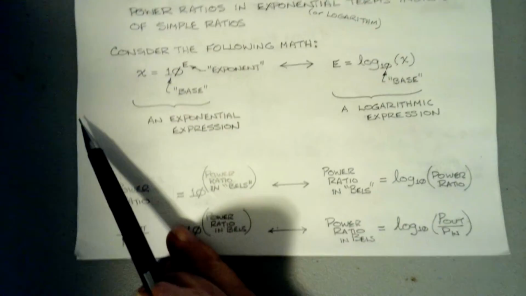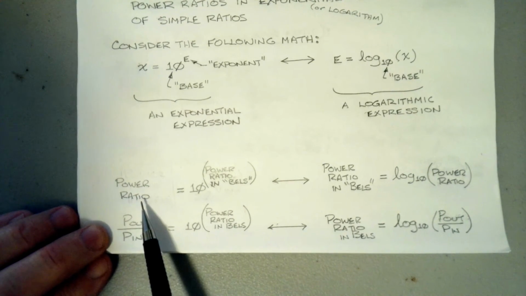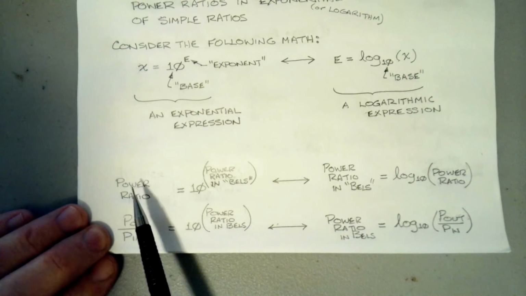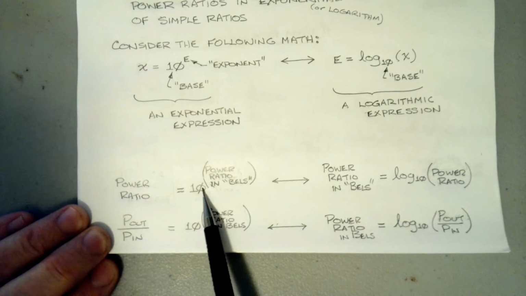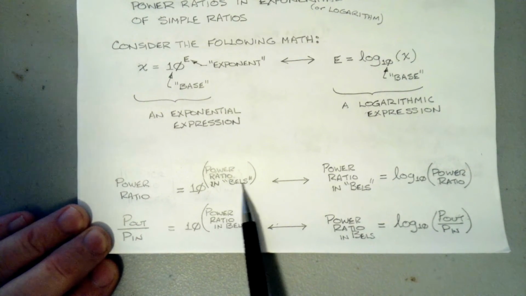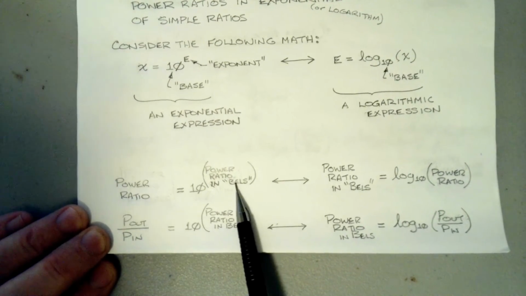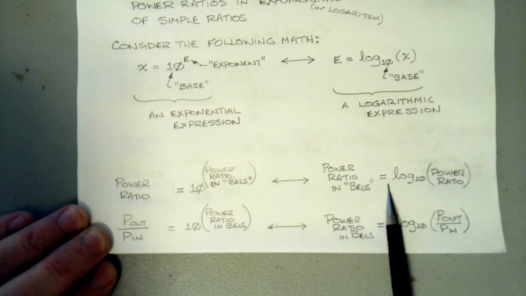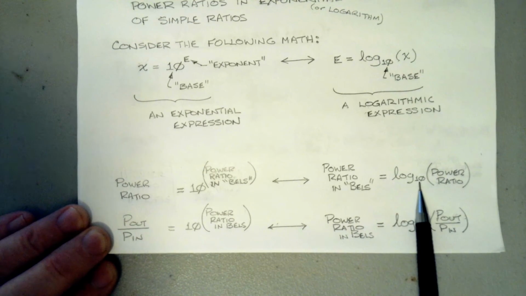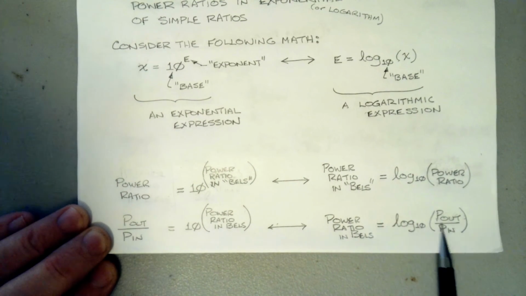And as I keep going down here, a couple of definitions for us. The regular power ratio is equal to 10 raised to the power ratio in Bels. Bels is really a logarithmic expression of power ratio. So the power ratio in Bels is equal to the log to the base 10 of the power ratio, you know, P out over P in.